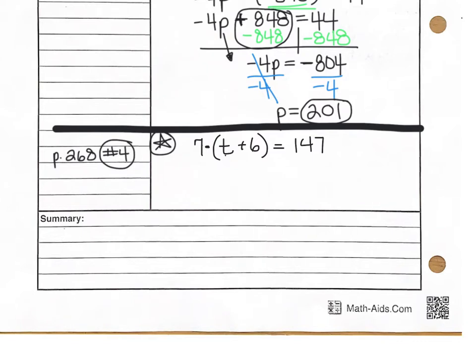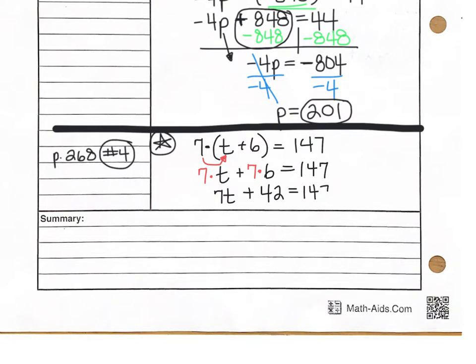To do that, we're going to apply our distributive property first. So we're going to multiply the 7 times the t plus the 7 times the 6. And we know that the total spent was $147. Now, when we simplify that, we're going to be multiplying the 7 and the t together, and we're going to multiply the 7 times the 6, which is 42.